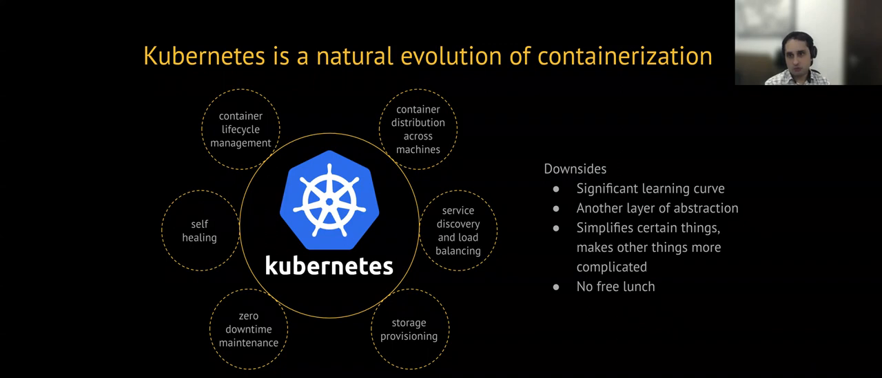So with Kubernetes, any containerized application at some point will need to have some kind of lifecycle management. It will probably need to be distributed and managed across multiple machines as you scale. You need service discovery, load balancing, self-healing, storage provisioning, and zero downtime maintenance, all of which Kubernetes provides.